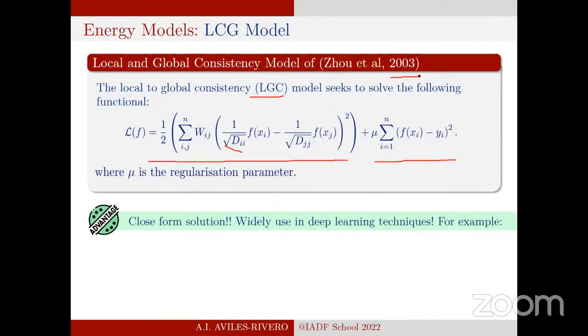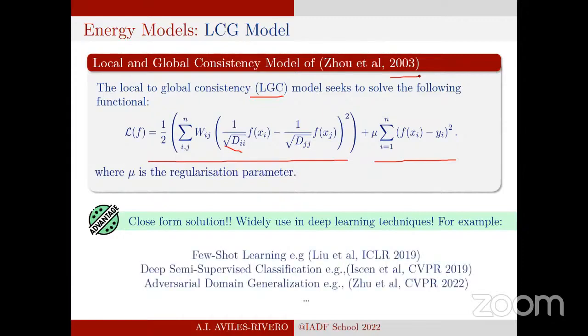That means you don't have to compute these large iterations for a longer period of time with your algorithmic technique on your data. And this has motivated its use, even though it was a classic perspective, for many downstream tasks. If you take a look at the literature, even nowadays, this functional has been used in many other tasks beyond classification. Some examples are few-shot learning, deep semi-supervised classification, of course, even if it's not a classic perspective, and adversarial domain generalization.